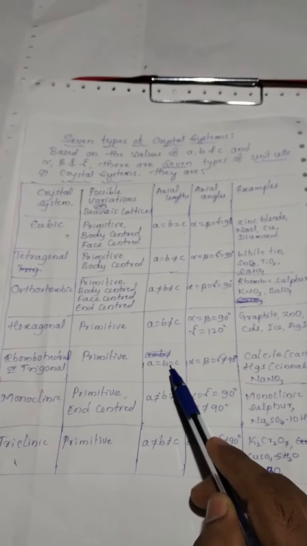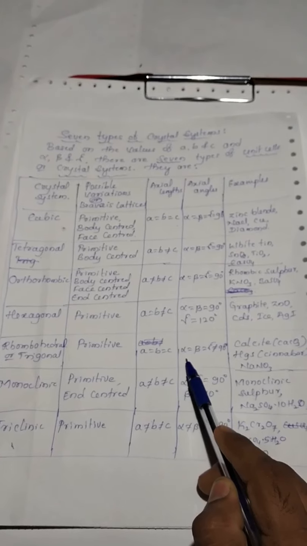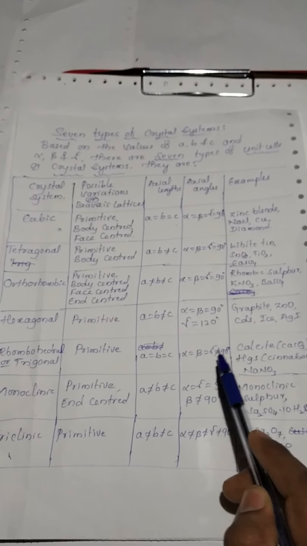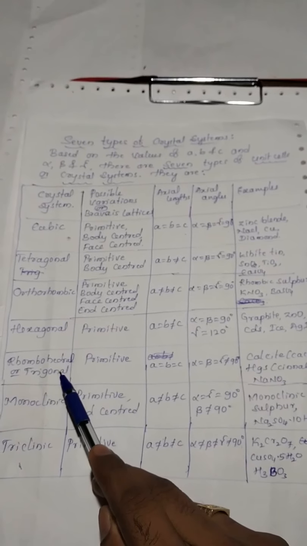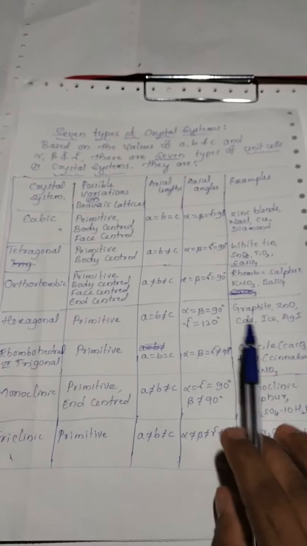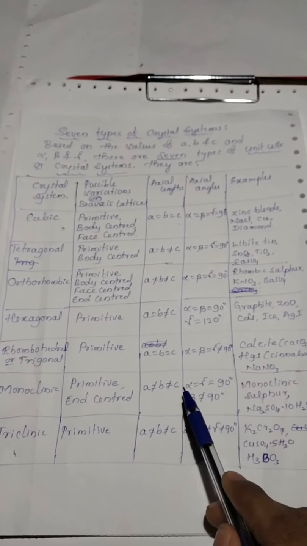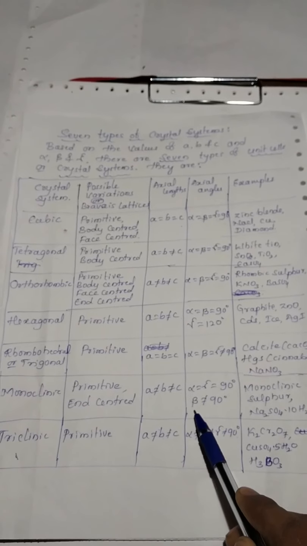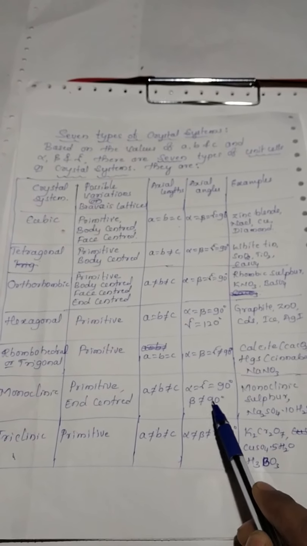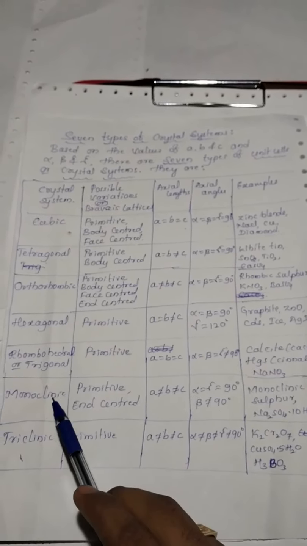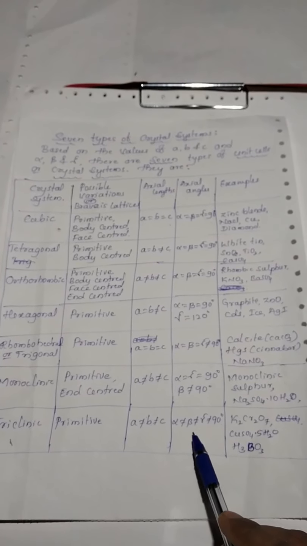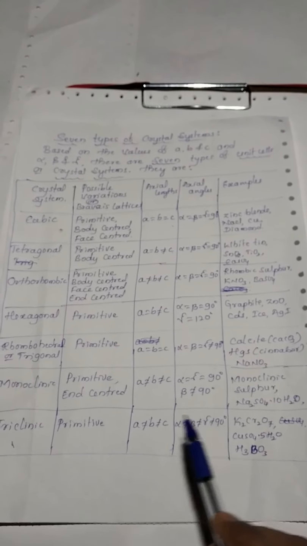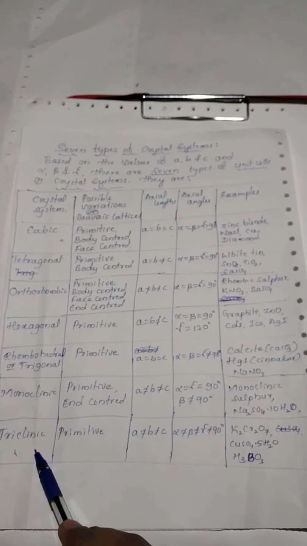If a equal to b equal to c, alpha equal to beta equal to gamma is not equal to 90 degree, then that is rhombohedral. If a is not equal to b is not equal to c, alpha equal to gamma equal to 90 degree, beta is not equal to 90 degree, then that is monoclinic. If a is not equal to b is not equal to c, alpha is not equal to beta is not equal to gamma is not equal to 90 degree, then that is said to be triclinic.